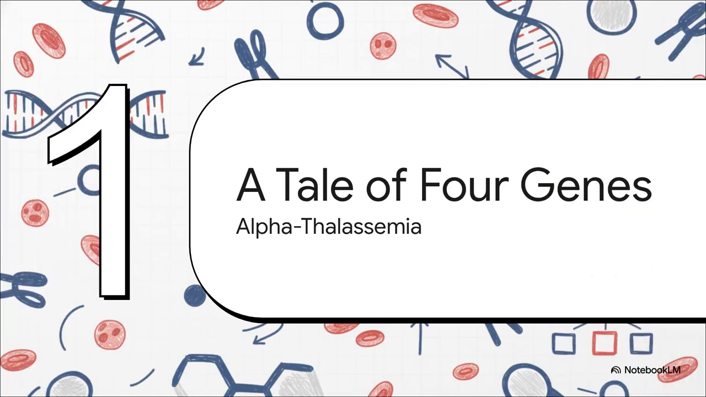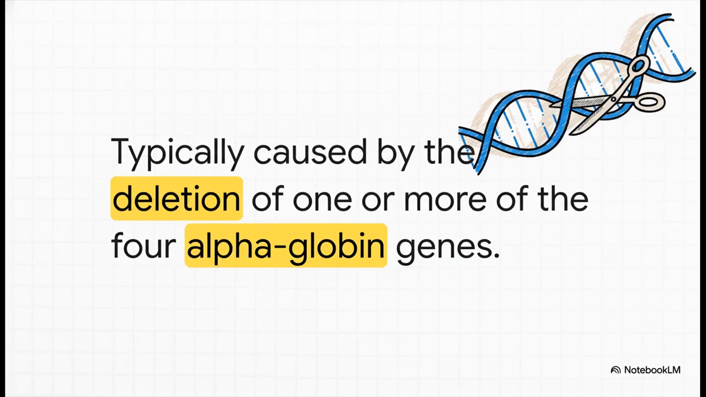Now that we've got the basics down, let's see what happens when things go wrong. We're going to open up our first case file, alpha thalassemia. And as you can probably guess from the name, this one is all about those alpha globin chains. It's a story that really revolves around the number 4. The crucial word here is deletion.